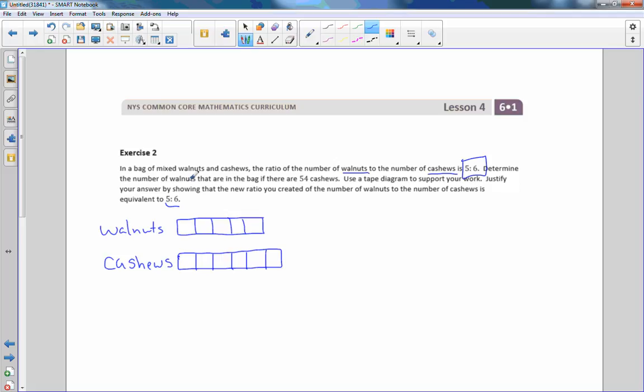Okay. Then we're told to determine the number of walnuts. I don't know how many walnuts there are if there are 54 cashews. So if this whole thing is 54, and there are 1, 2, 3, 4, 5, 6 of these, we divide 54 by 6, and we get 9. That means each square is worth 9. So these are all 9. Now there are 5 squares of 9. 5 times 9 is 45 walnuts. Okay, 45 walnuts.